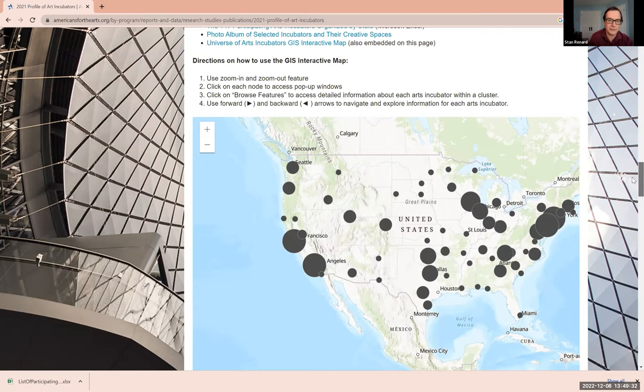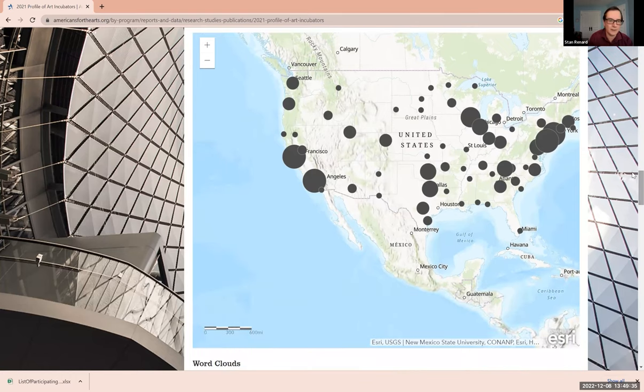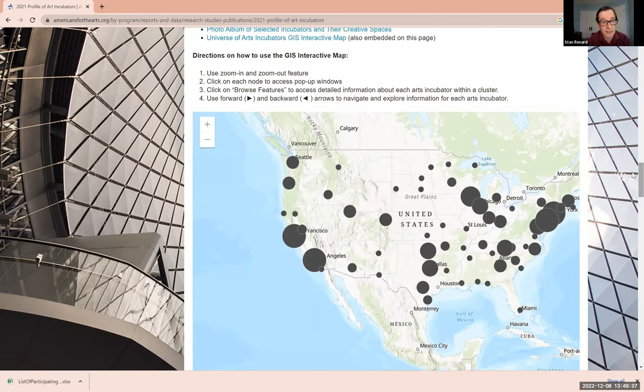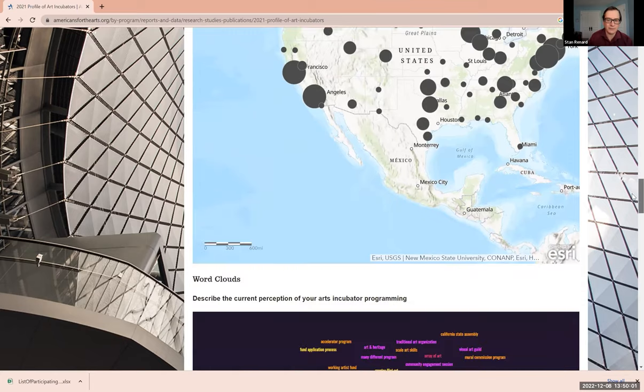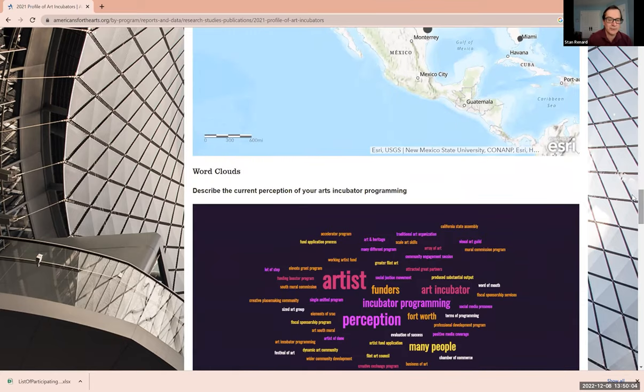This is built in ArcGIS. If you are familiar with using this platform, you also have the ability to have a drop down of the entire table with all the data. So that's a very useful way of using this. If you zoom in, the clusters become individual dots, and you have the ability to see a little bit more of the data if you are interested in a particular region of the United States over another.